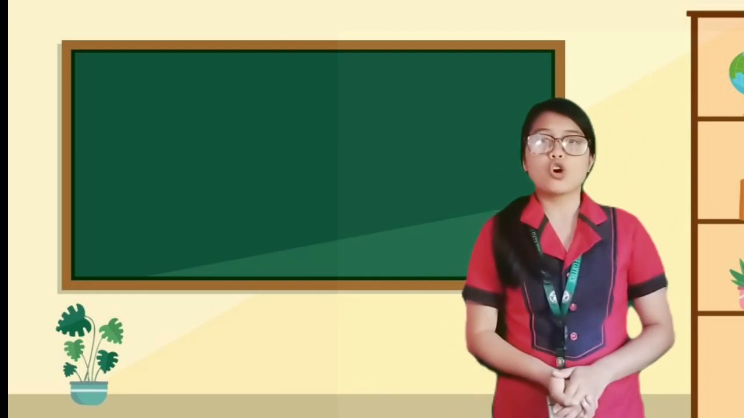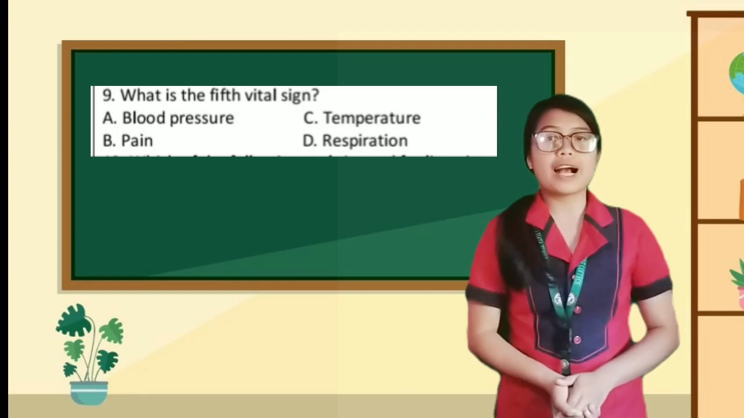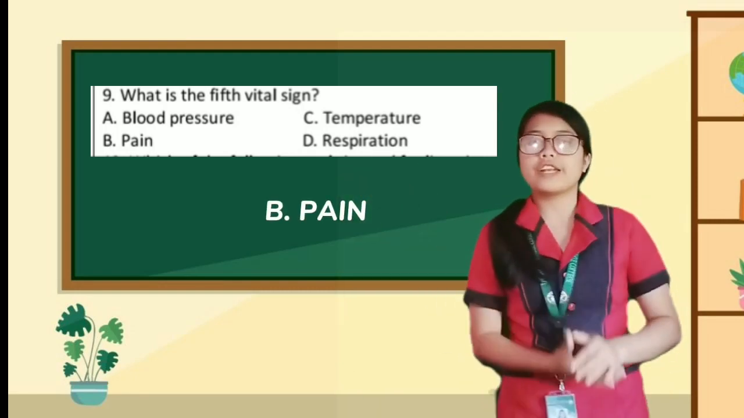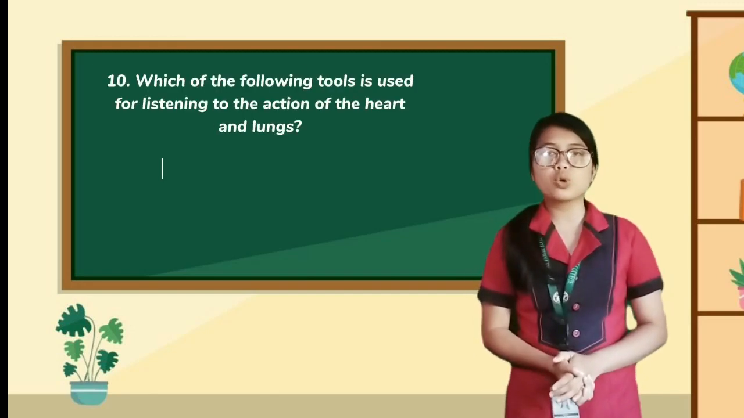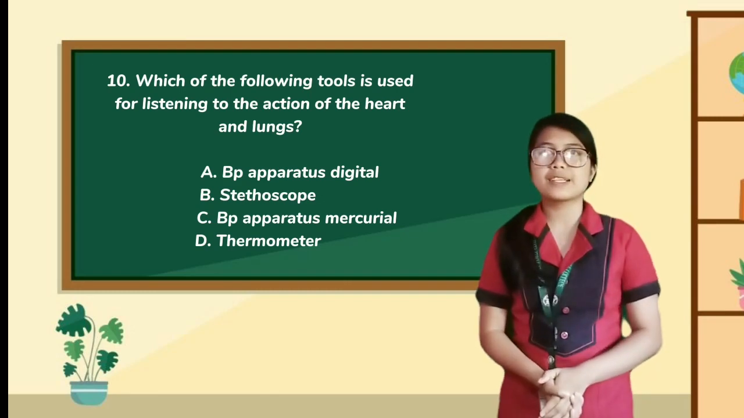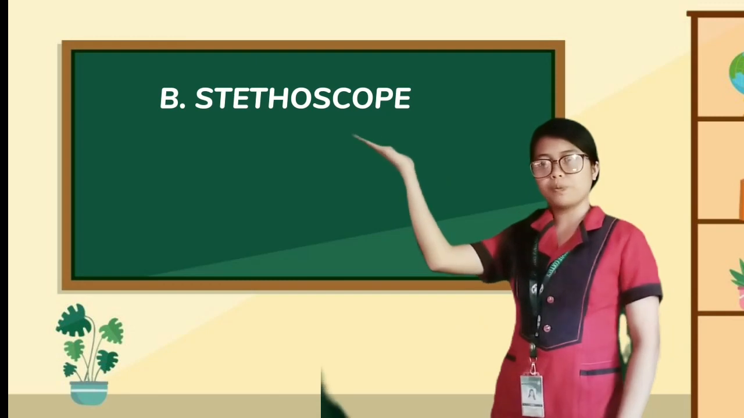Number 9. What is the fifth vital sign? The correct answer is letter B, pain. Number 10, the last number. Which of the following tools is used for listening to the action of the heart and lungs? The correct answer is letter B, stethoscope.